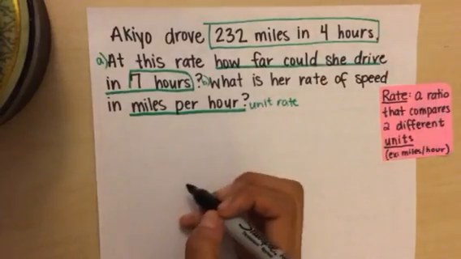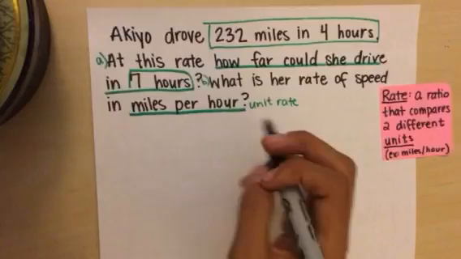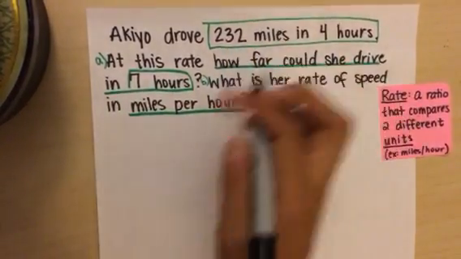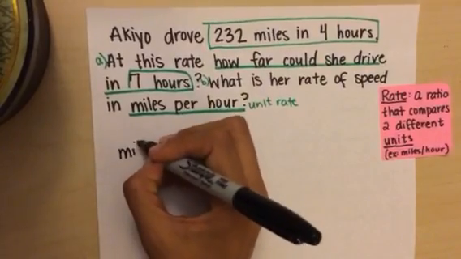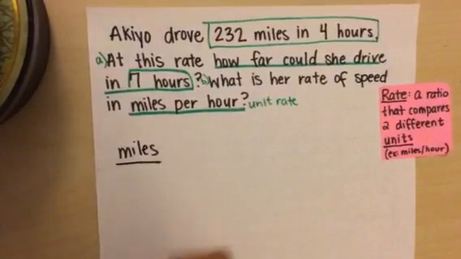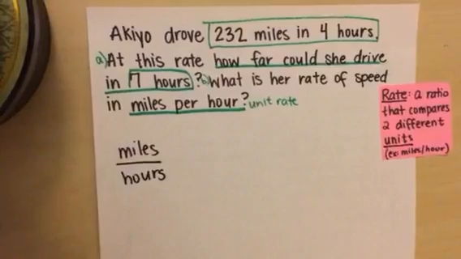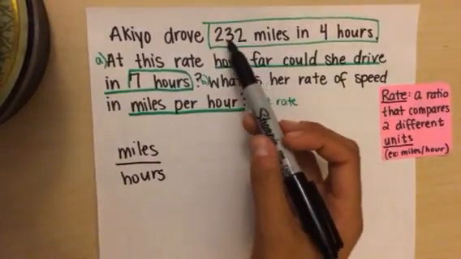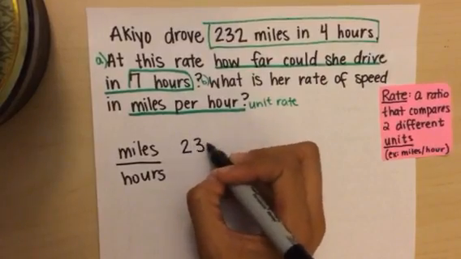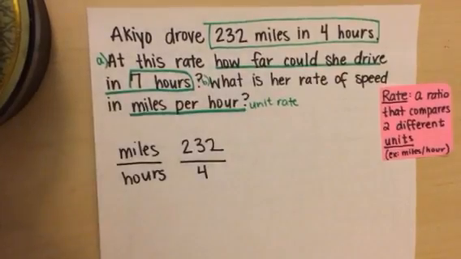So we are going to set up, I'm going to do a double number line for this problem. Actually, no, let's do proportions. So we are going to set up 232 miles. I'm going to write my words first: miles over hours. So there's my rate. And the first I'm setting up is 232 miles, and she drives that far in 4 hours.